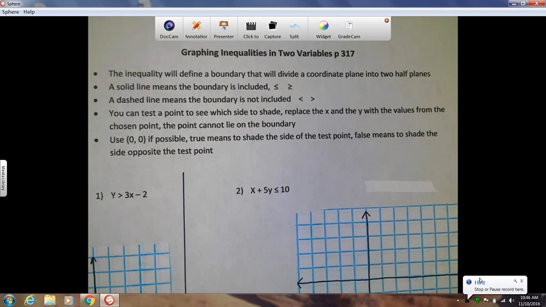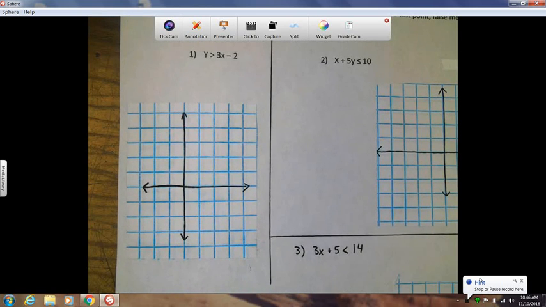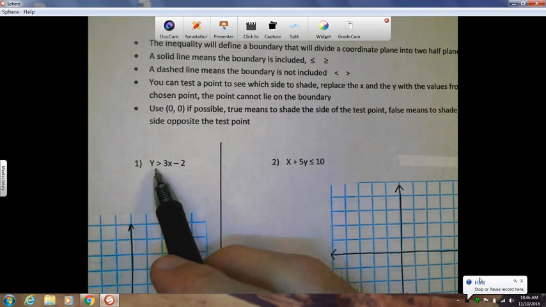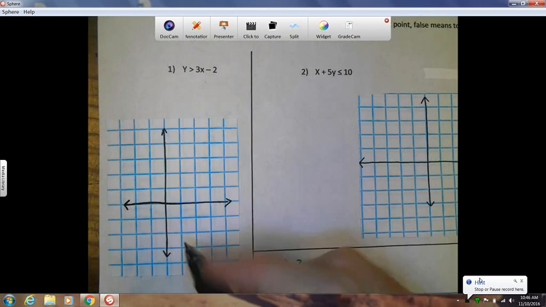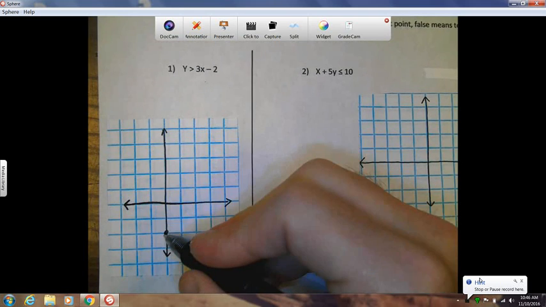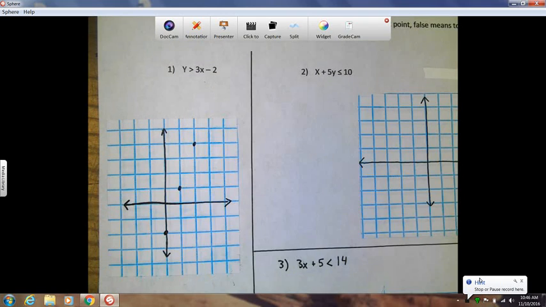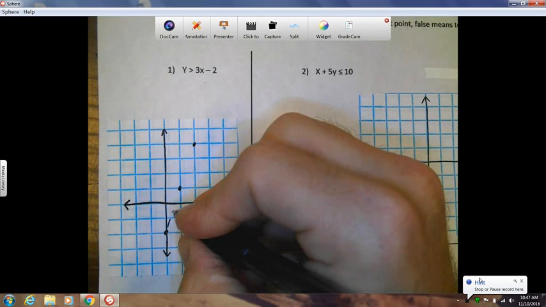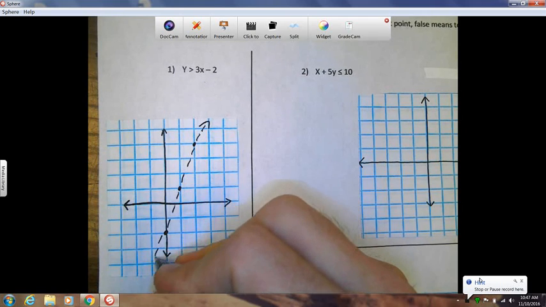So let's look at an example. Here's number 1. So first thing I'm going to do is graph the boundary and I'm going to make a dashed line because it cannot be equal to. So see, this is a dashed line. So we have -2 as my y-intercept. Slope is 3, so up 3 and over 1. So there's my boundary.